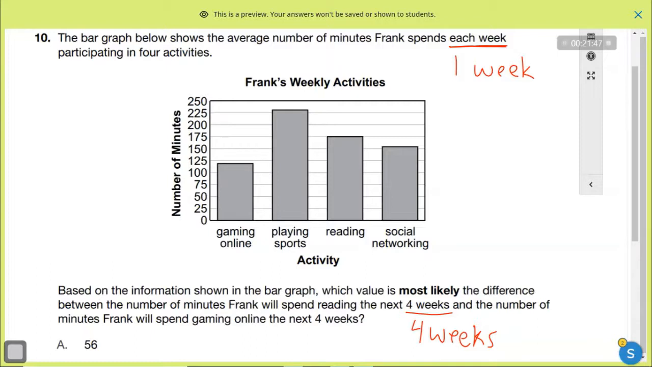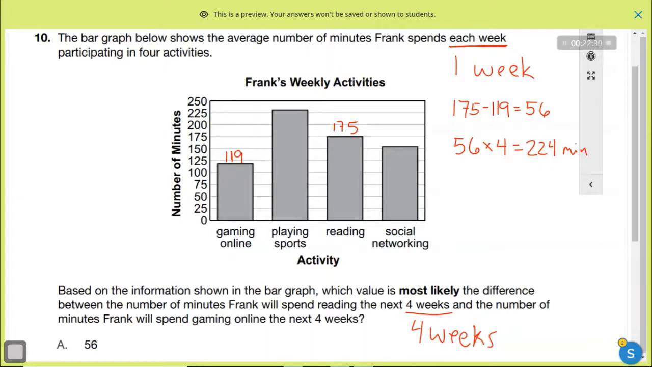Now we wanted to know the difference between what they spend on reading, which right now is 175, and gaming online, which looks to be, I'm going to estimate, about 119. You could estimate 120, but we know it's below 125 and above 100 and closer to 125. Now that difference, if I subtract them, 175 minus 119, in 1 week is 56. Now we wanted to apply that to 4 weeks, so I need to take 56 and multiply it by 4. And in this case, we get 224 minutes for our difference.